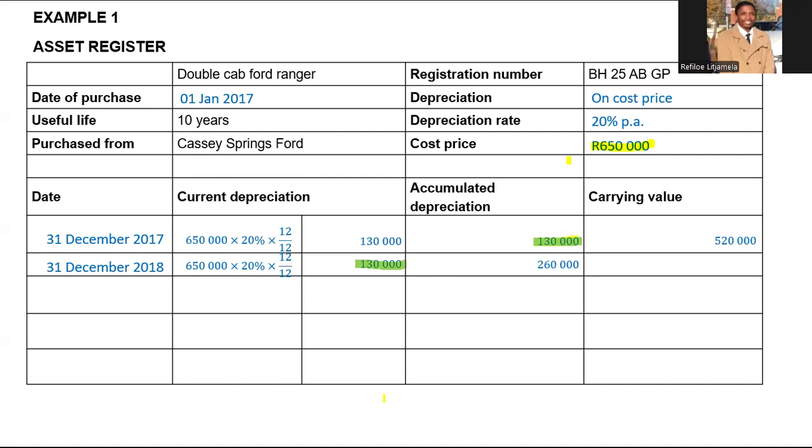To get carrying value for that year, you will take the same 650 and minus the 260,000, it'll give you 390. Or they asked this in one of the government papers. You can take previous year's carrying value and just subtract current year's depreciation. So you can just take this carrying value of 520 and minus current year depreciation of 130. It'll still give you that 390.